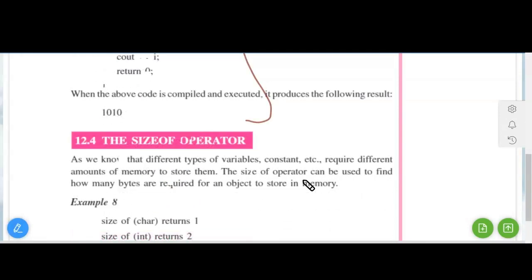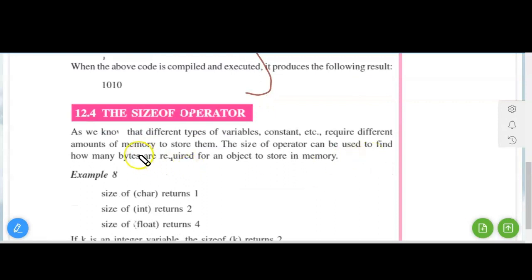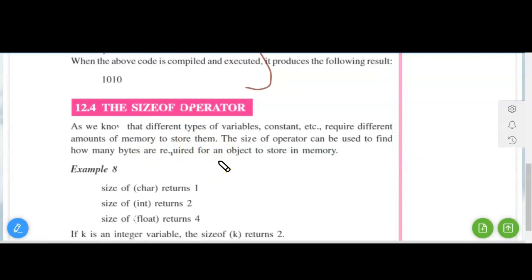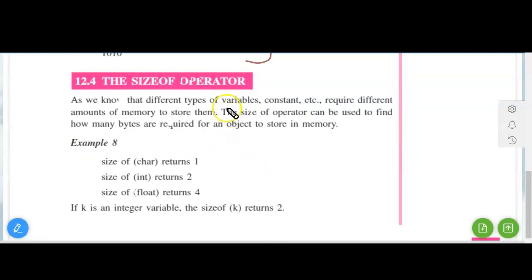Next topic is sizeof operator. So this operator is a special kind of operator. It is used to find out the amount of memory required for storing a particular data type or variables, all those things. And the sizeof operator can be used to find how many bytes are required for an object to store in the memory. Okay, this is the exact definition of your sizeof operator. You can see they don't have a space in between them. Here space is mentioned, but usually space is not there when you use it in a program.